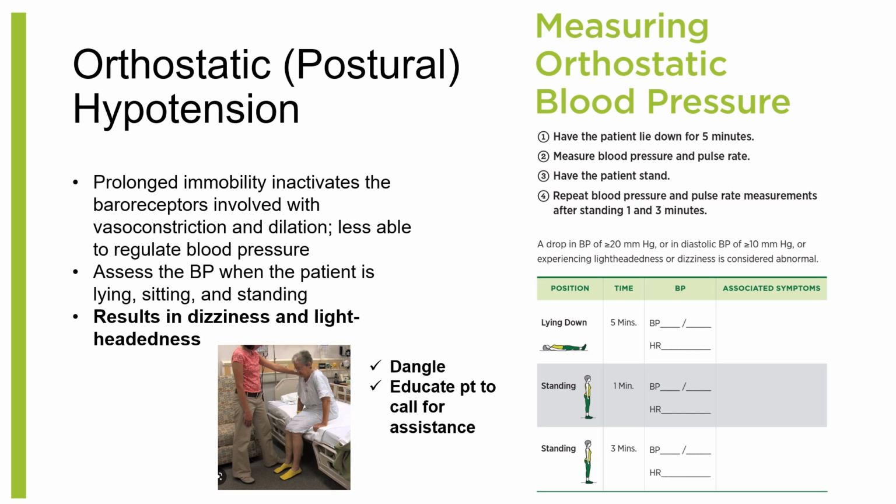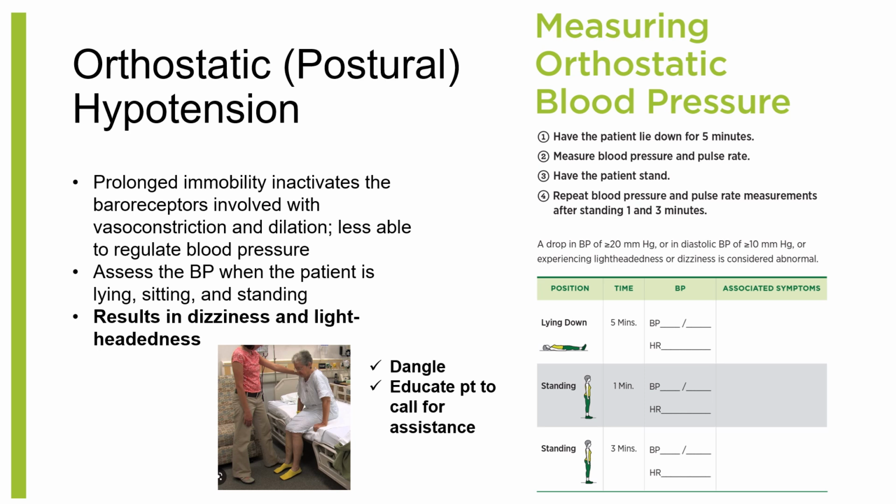You're going to measure the blood pressure when the patient is lying down, and then you're going to sit them up and then you're going to stand them up and you're going to measure the blood pressure each time. You can see here you have the patient lie down for 5 minutes, and so on. If there is a difference of 20 millimeters of mercury of the diastolic BP, or 10, and they're symptomatic, lightheadedness or dizziness, that is considered abnormal.